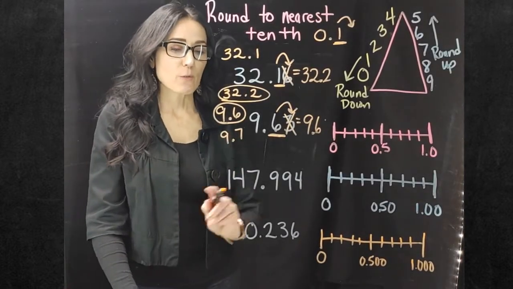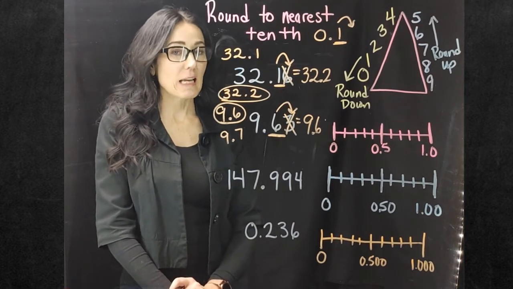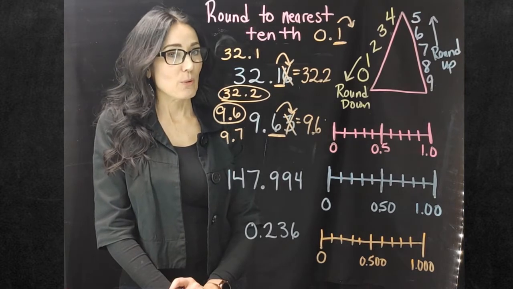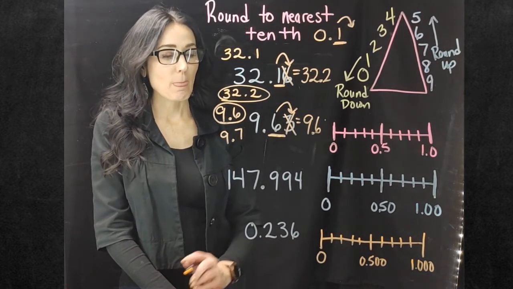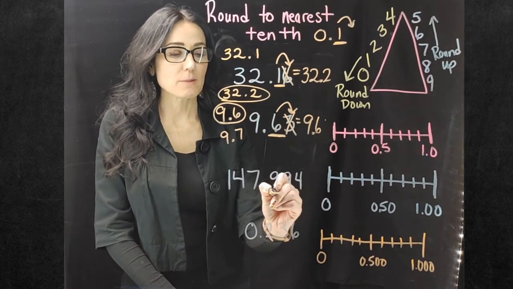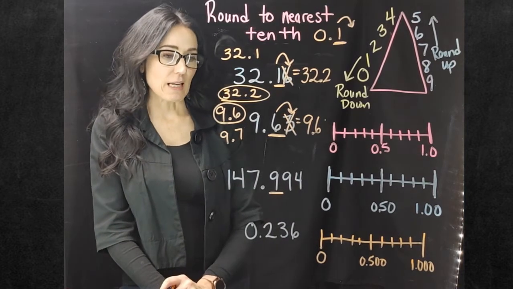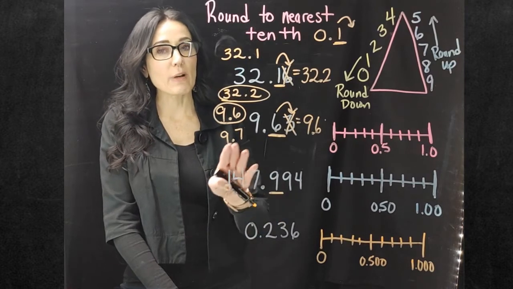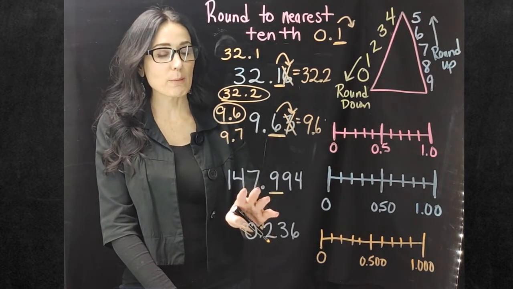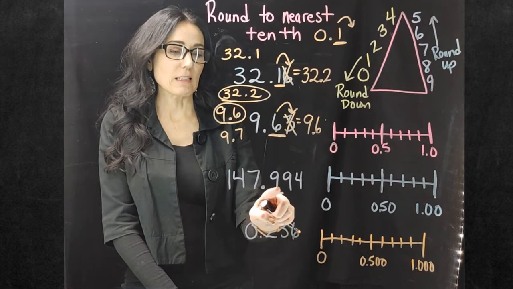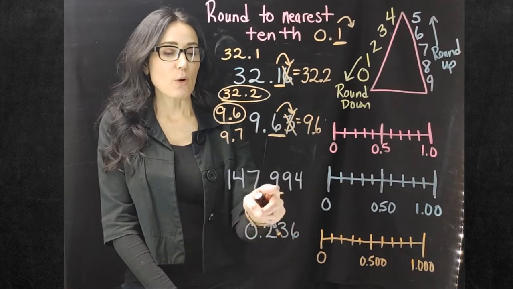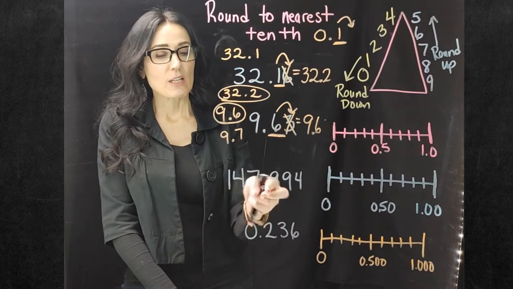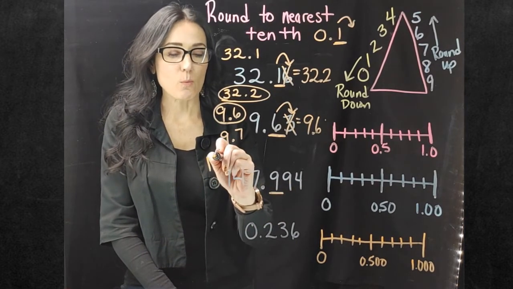So we have 147 and 994 thousandths. Which number are we rounding? We're rounding the tenths place. Now in this case, this is either going to stay a 9 or it's going to round to a 0. Now what do I mean by 0? This looks like a 79 here. So when you round up, you actually add the 1 here. So it would look like this.